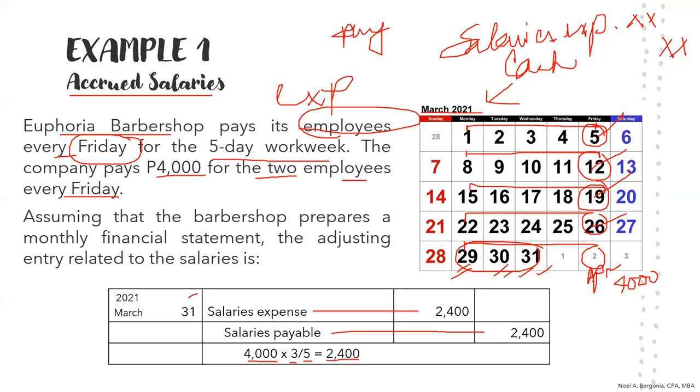Utang natin yon as of March 31 na mababayaran pa natin pagdating ng April. Okay? So this is our adjusting entry. We have the nominal account, which is the salaries expense. Then we have the real account, which is your liabilities na salaries payable. Okay? So hindi pa pwedeng cash? Hindi nga. Kasi we are going to pay pa on April 2, which is the Friday. Okay? Ano pa?